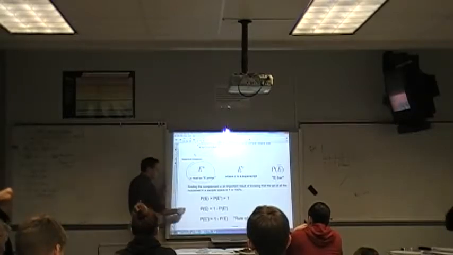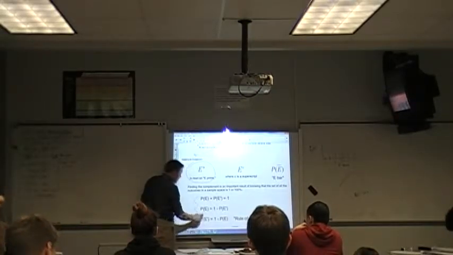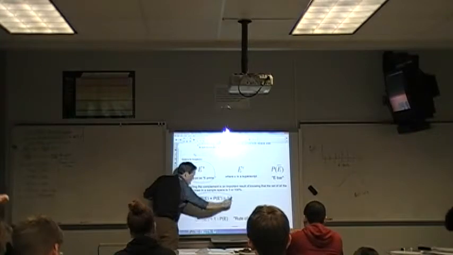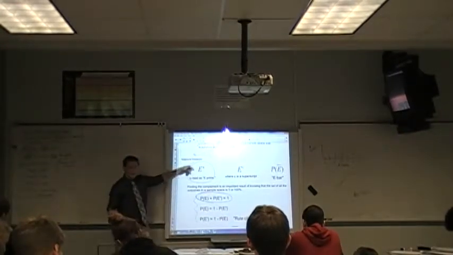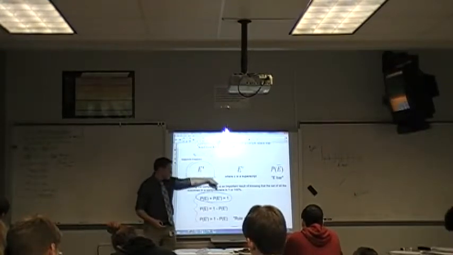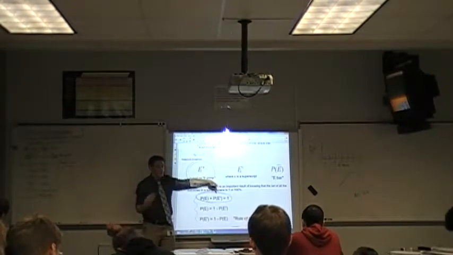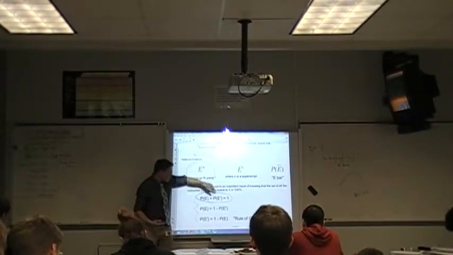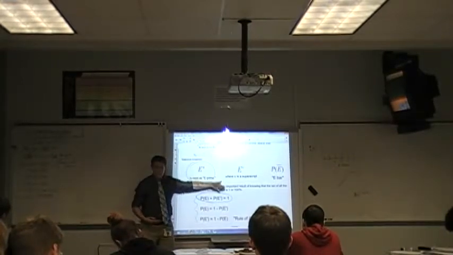So these three equations are all related, but they're based on this one equation right here. If you take the probability of an event, like the probability of getting an even number, and you add it to the probability of its complement, the probability of getting an odd number, what should you get when you add up those two probabilities?